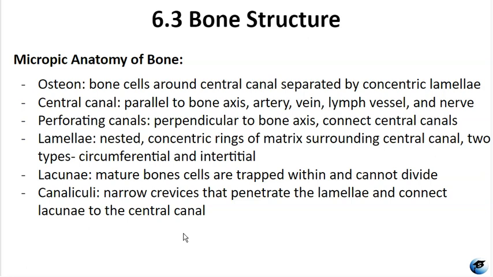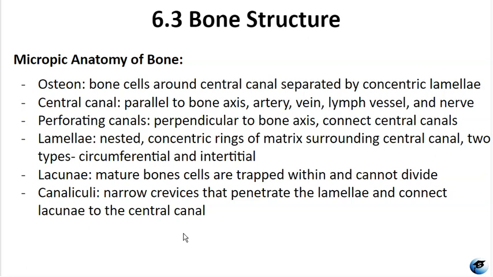Perforating canals extend perpendicularly to the bone's axis, linking the central canals of adjacent osteons. Lamellae, nested concentric rings of matrix, encircle the central canal, providing structural support. Circumferential lamellae, specialized structures found at the outer and inner bone surfaces, contribute to bone growth and maintenance. Interstitial lamellae fill spaces between adjacent osteons formed by recycled matrix components.